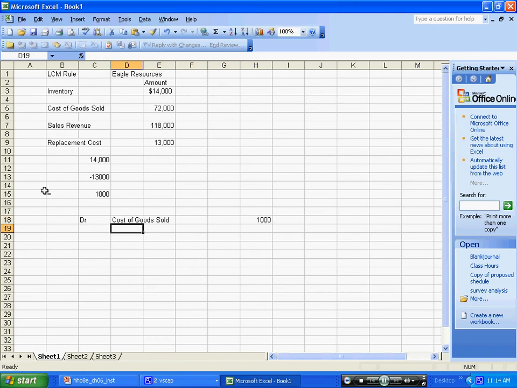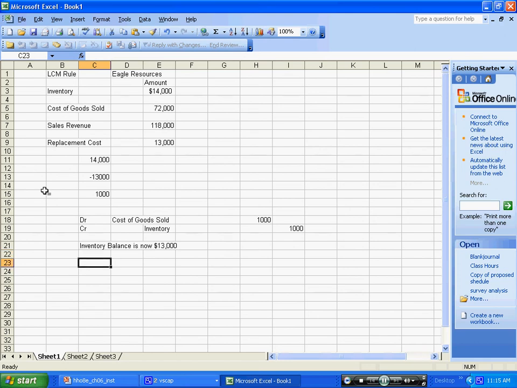Our cost of goods sold then rises from $72,000 to $73,000, our inventory balance goes from $14,000 down to $13,000. Okay, so we decrease the inventory account by this $1,000. Next part of the problem, we need to show how they would display the amounts on the income statement.